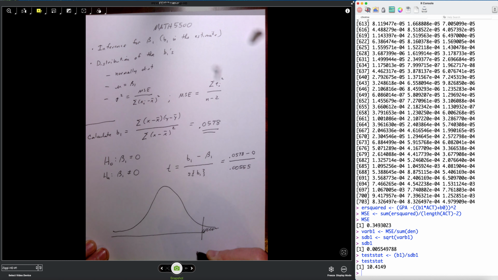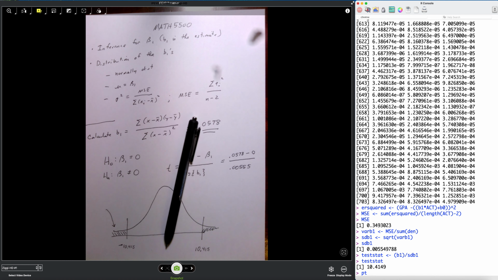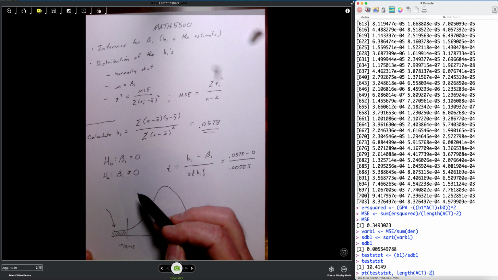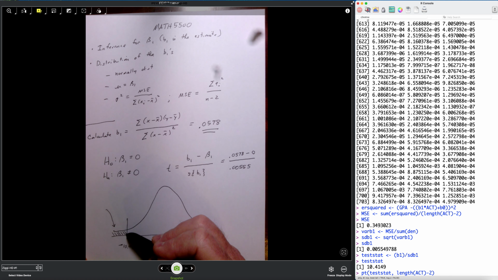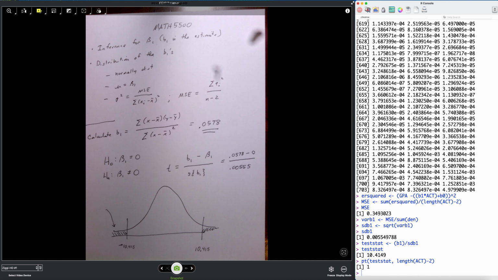Now, to find the p-value, since we're testing a two-tailed test, I need to find the area to the right of 10.415 and to the left of negative 10.415. Two-tailed test means we have two tails. So to find the area there, I'm going to use pt, test stat, with degrees of freedom length of ACT minus 2, because that's the t distribution that I'm finding. So again, pt in R finds the probability, this area, for the t distribution with the degrees of freedom specified.